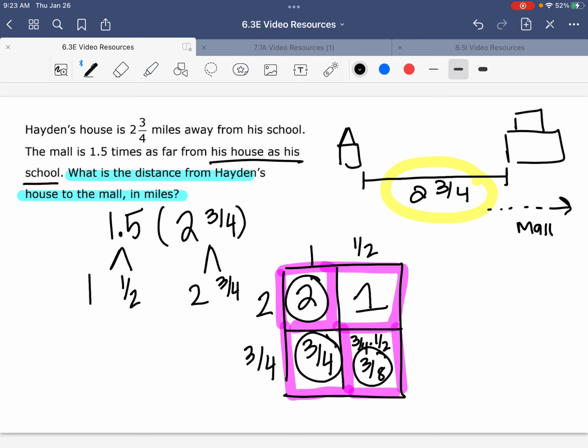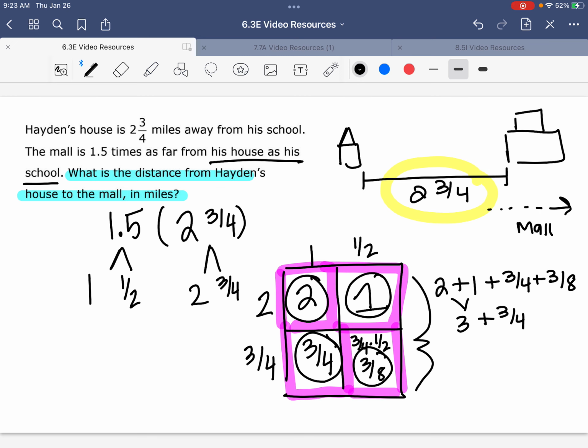And to find my total product, I find the sum of my area model. So that is 2 plus 1 plus 3/4 plus 3/8. I know 2 and 1 will make 3 wholes, plus 3/4 plus 3/8. And I know that I can convert 3/4 to eighths so that I can combine my like denominators. So 3 plus 6/8 plus 3/8.